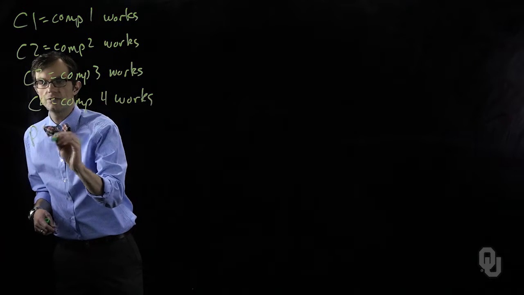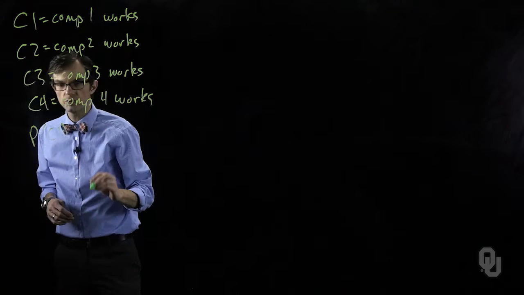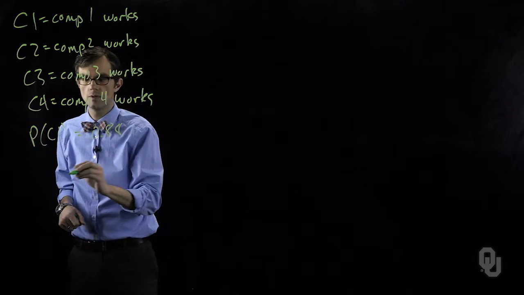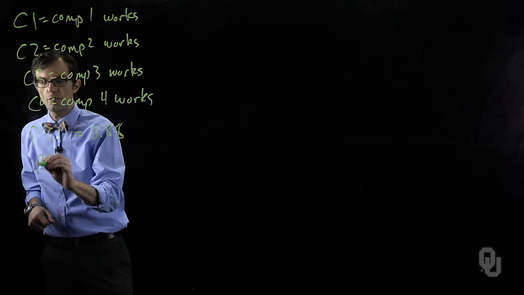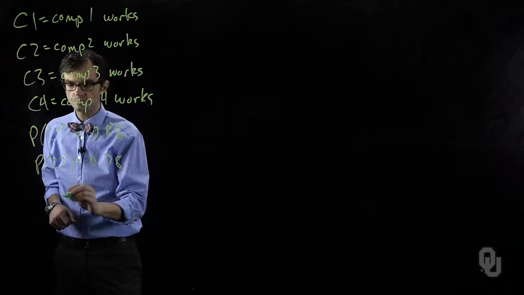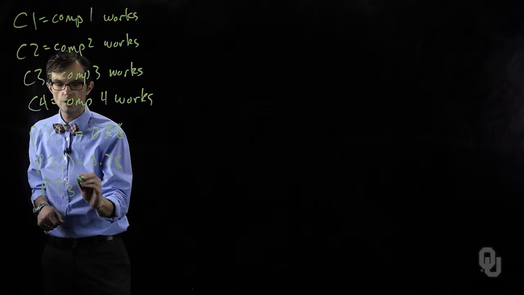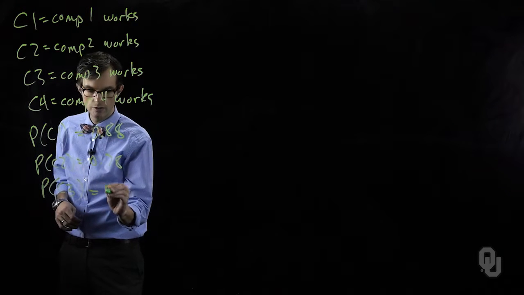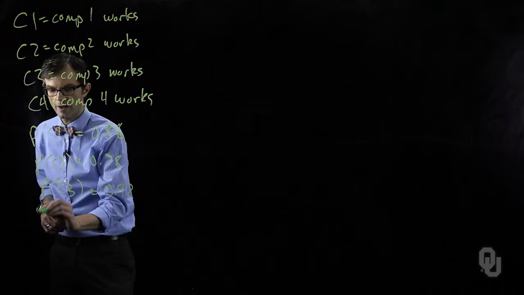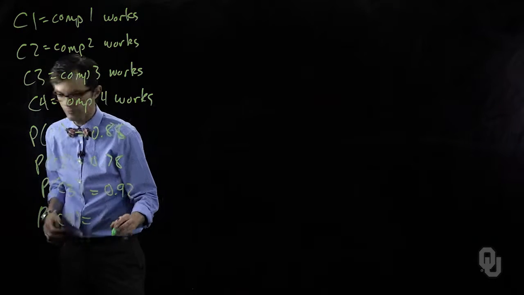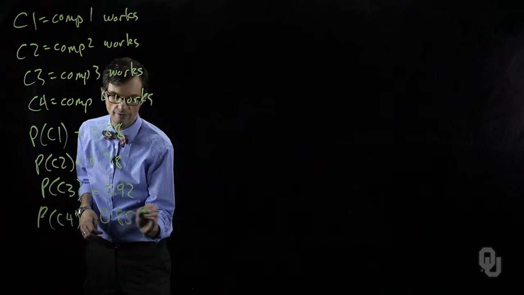The probability of C1, it works 88% of the time, so the probability that it works is 0.88. The probability that C2 works is 0.78. The probability that computer 3 works, the probability of event C3, is 0.92. And finally, the probability that computer 4 works, the probability of event C4, is 0.85.